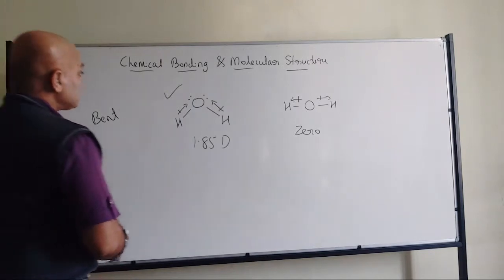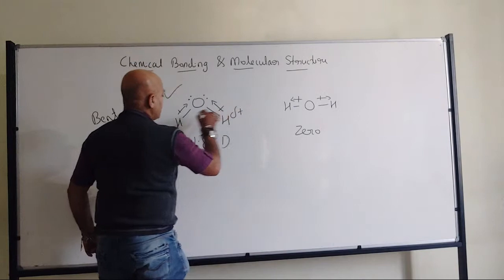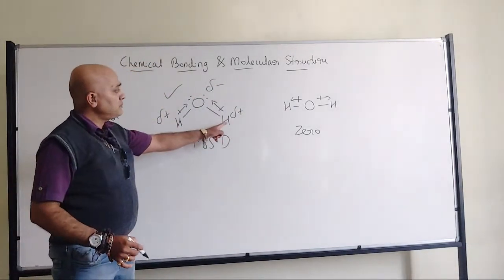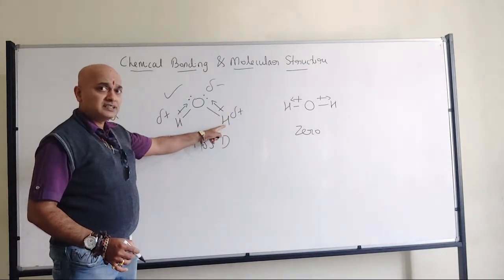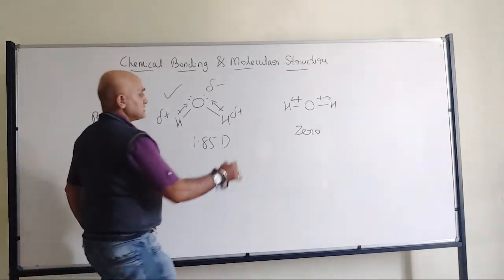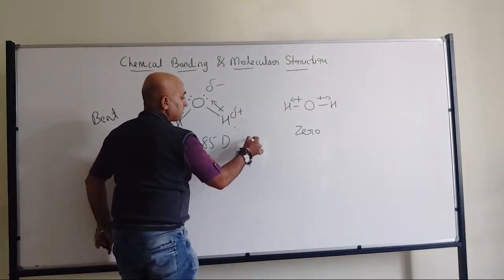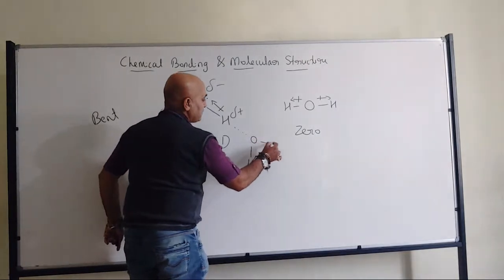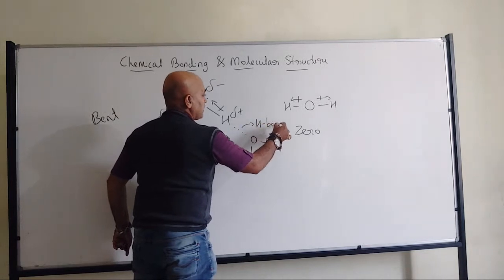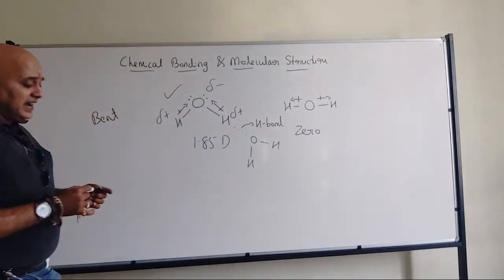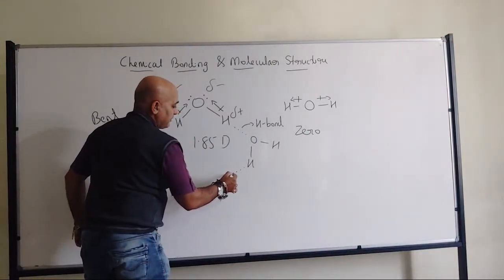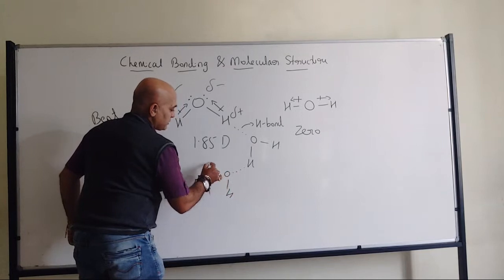That is because when I am talking about these water molecules, delta positive, delta negative, there is a partial positive charge on hydrogen since it is attached to an electronegative element, that is oxygen. Due to that, this water molecule can make a bond with another water molecule. This is called a hydrogen bond. In the same way, this hydrogen can make a bond with another water molecule.